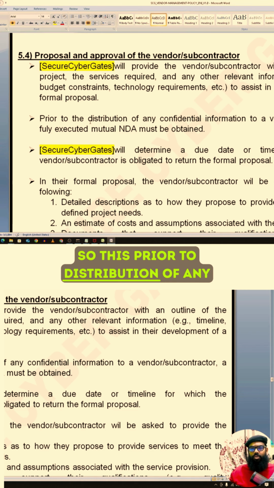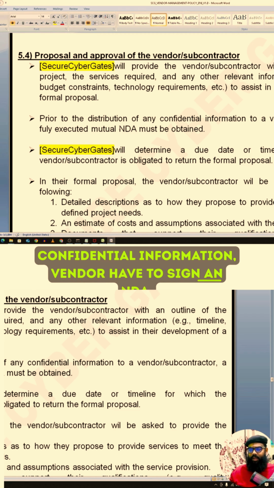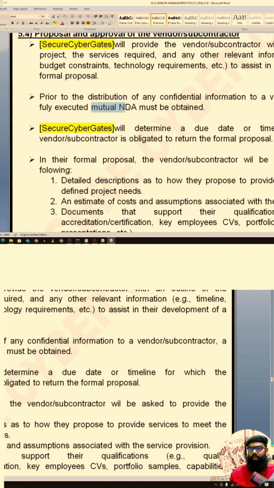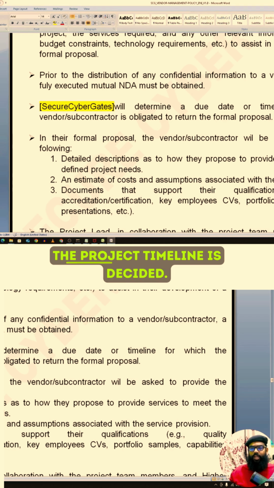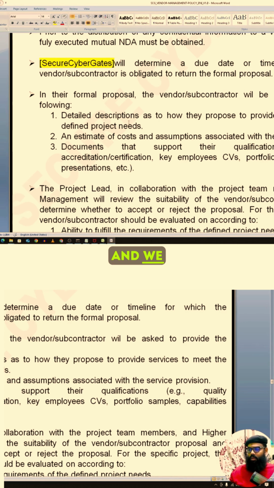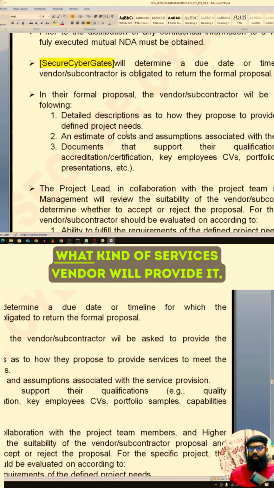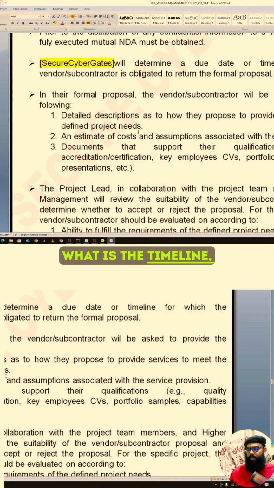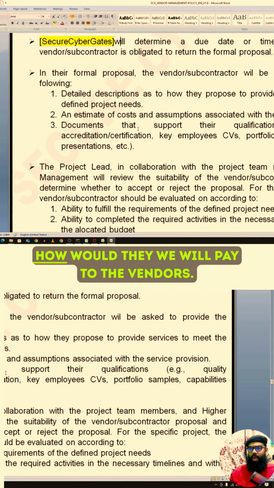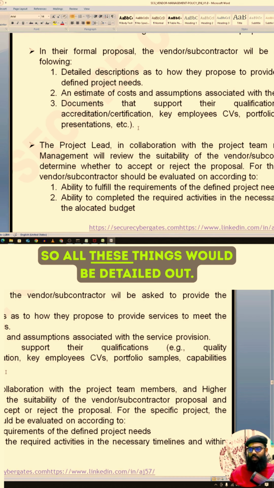Prior to distribution of any confidential information, the vendor has to sign an NDA. It is a mutual NDA. The project timeline is decided, and we ask for a detailed description of how they propose to provide the services, what kind of services the vendor will provide, what the timeline is, and what we will pay to the vendors. All these things would be detailed out.